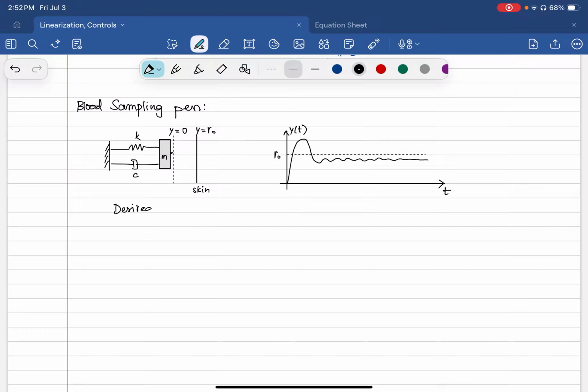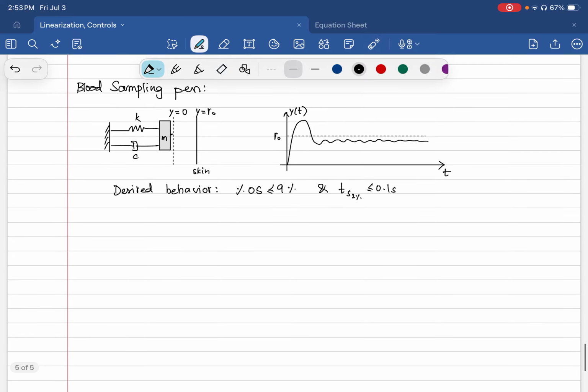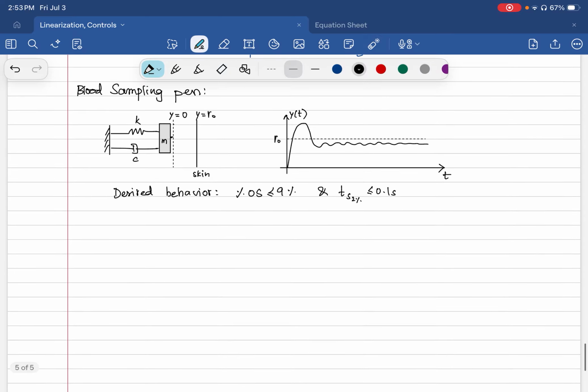If you want to write that mathematically, so you can start to develop your control system, you have a desired behavior of the percentage overshoot being less than 9%, and a settling time less than or equal to 0.1 second. This 9% is how much it goes outside from its starting point, and Ts being 0.1 is how quickly it settles to 98% of its final steady state response. So what is a system that meets this?